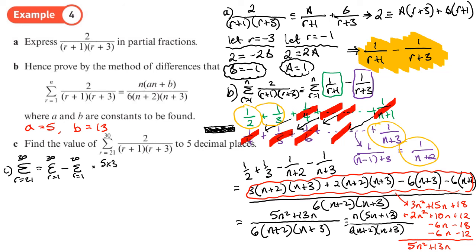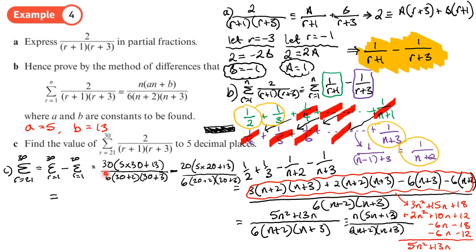5 times 30 squared, plus 13 times 30 over 6 times, not 60, 6 times 30 plus 2 times by 30 plus 3, and we want to subtract the whole thing again but with 20, so 5 times 20 squared plus 13 times 20 all over 6 times 20 plus 2 times by 20 plus 3. Let's type that all in on our calculator and see what we get.